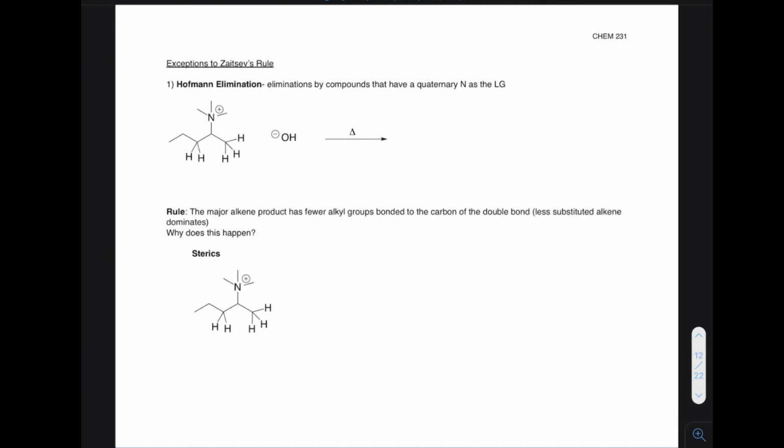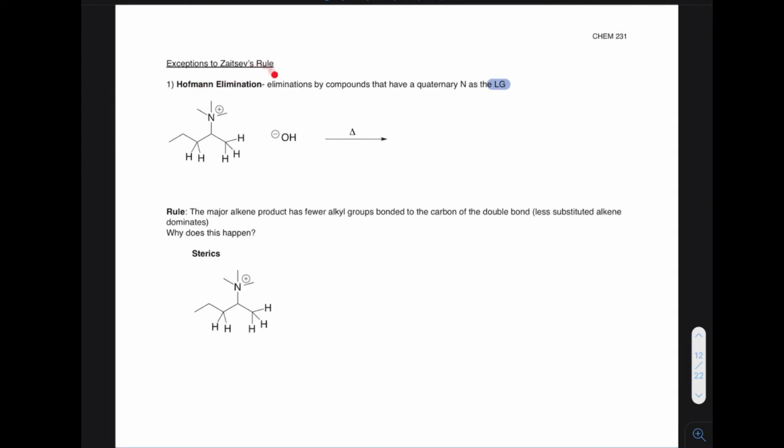So the first exception we'll look at is something called a Hofmann elimination. And it will always have this general sort of look where there's an elimination by a molecule with a quaternary nitrogen, right? Nitrogen with 1, 2, 3, 4 carbons, right? And this nitrogen here is the leaving group, okay? And I'll show you an example of this. It probably looks kind of weird right now.